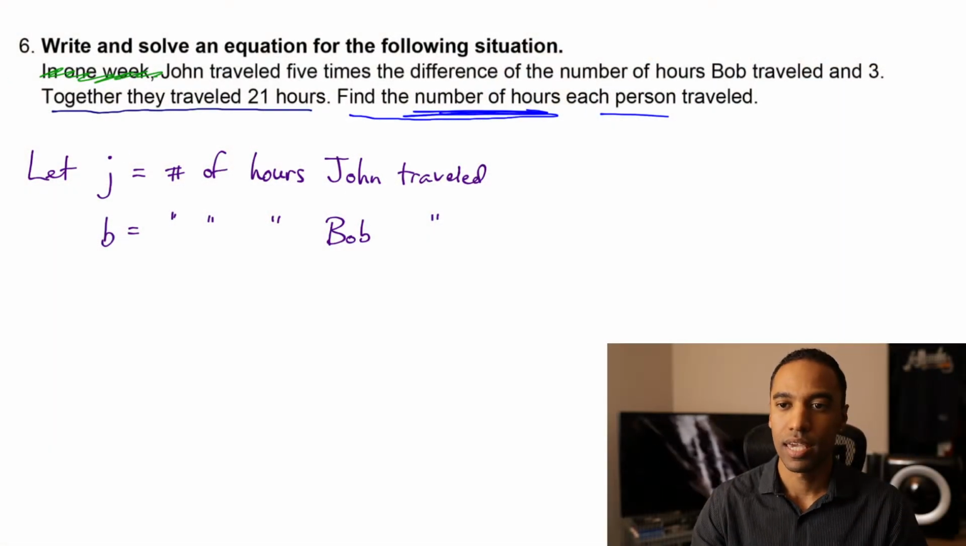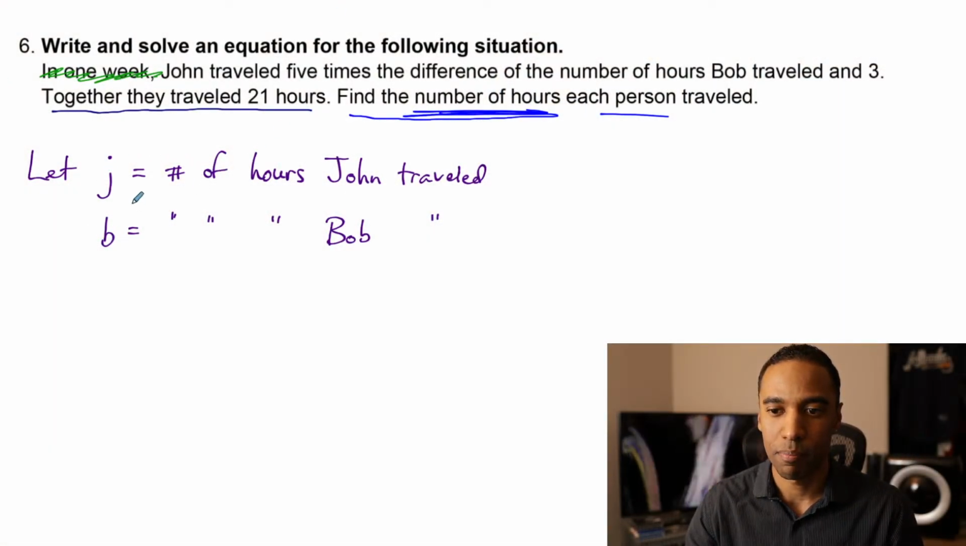Like this. John traveled 5 hours, Bob traveled 3 hours. How many hours did they travel? Then you would say 5 plus 3 equals 8, right? I don't care about that answer. I made up those numbers. I care about what you did to get it. You did 5 plus 3. You took the number of hours John traveled, the number of hours Bob traveled, and you added them together.